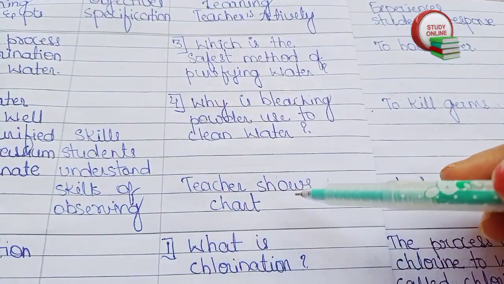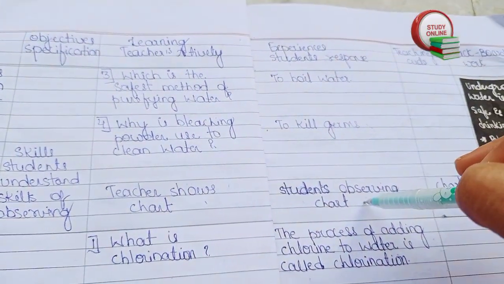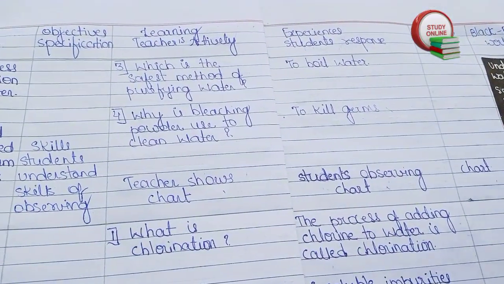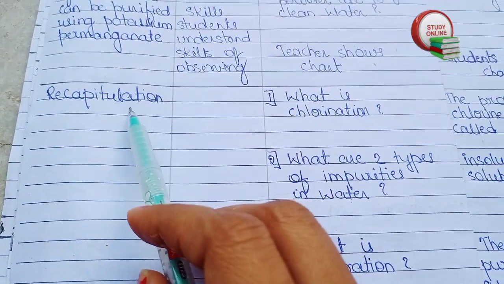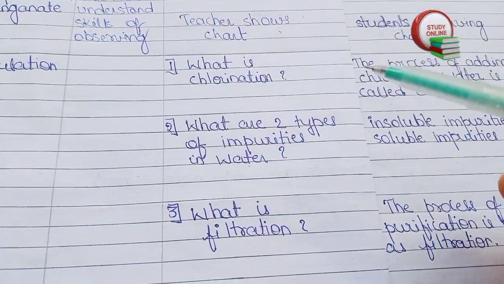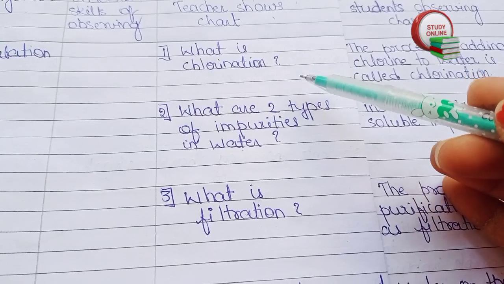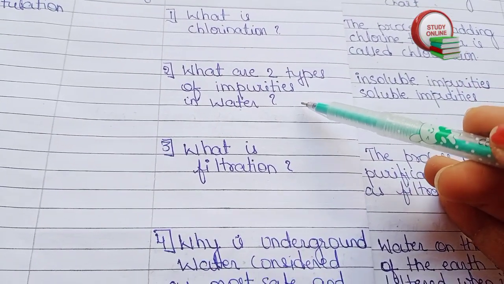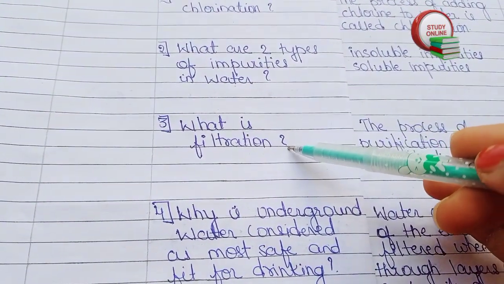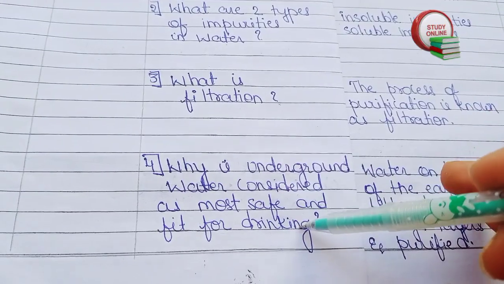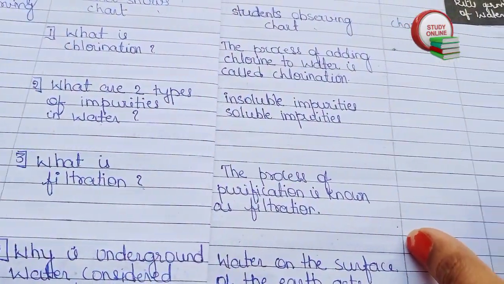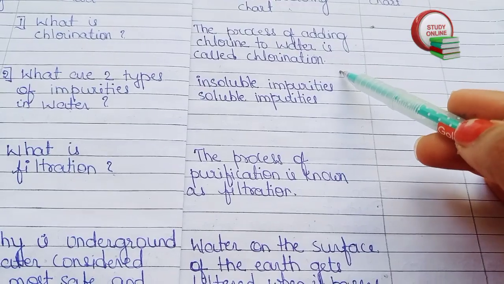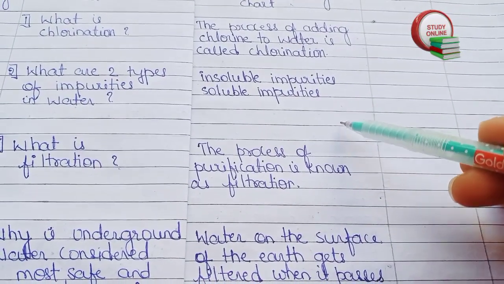Now skills, you can see here the teacher shows a chart, students observe the chart, and for teaching it we can write chart. Now let's see the recapitulation part. So I have added here questions like, what is chlorination, what are the 2 types of impurities in water, and what is filtration, and the last question you can see, why is underground water considered the most safe. Now here you can see the answer that students will give to us like this.